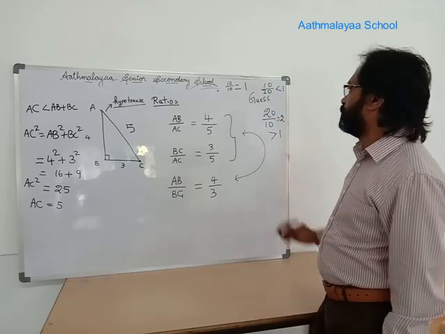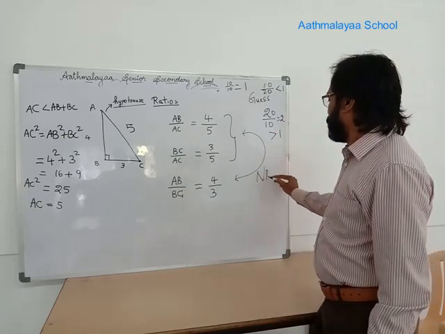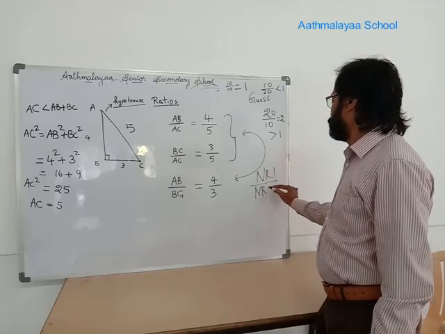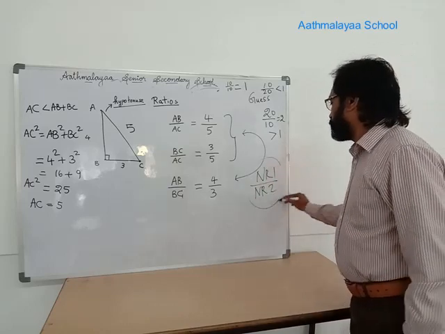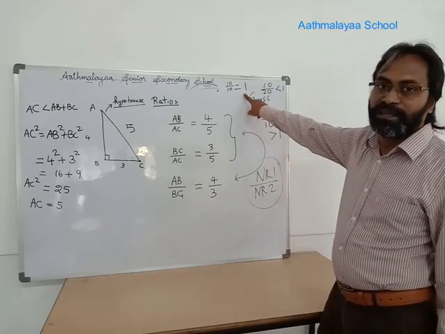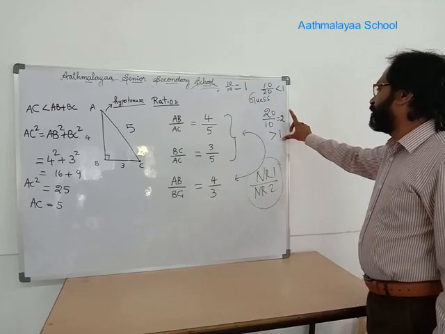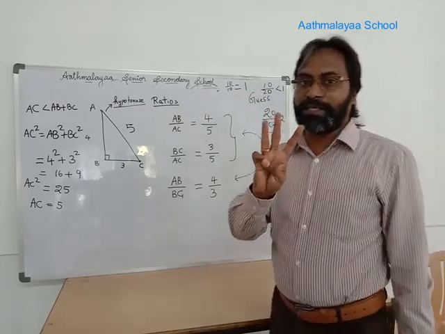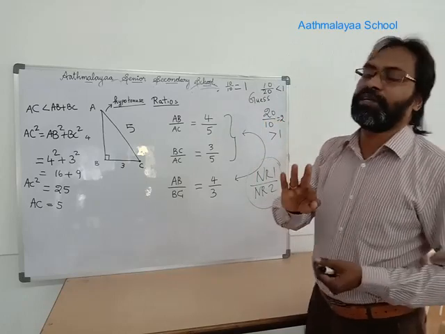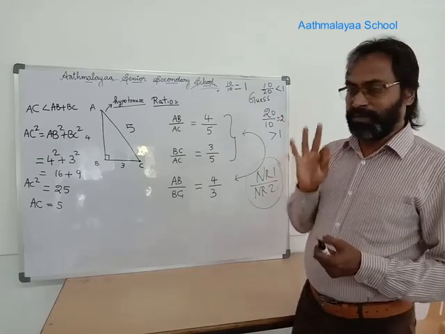So when you have ratios, one number divided by another number, number 1 divided by number 2, you have three possibilities. One possibility, it is equal to 1, another possibility, it is less than 1, third possibility, it is greater than 1. Let me repeat, the three possibilities of ratios are equal to 1, less than 1 and greater than 1.